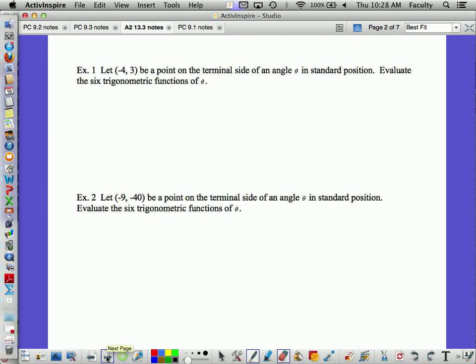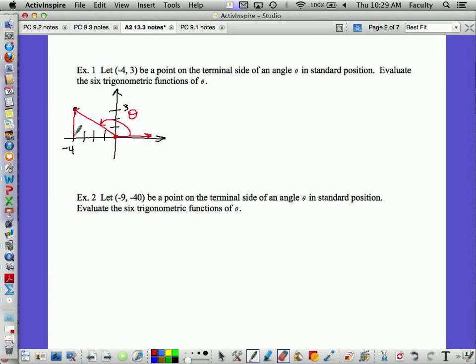It says, let (negative 4, 3) be a point on the terminal side of an angle theta. So watch what we're going to do. We're going to go to the left 4, up 3, and we're going to plot that point. And what we're saying is this is the terminal side. It stops at the terminal side of angle theta. Okay? And what we want to do is find the 6 trig functions of that theta. And even though I haven't described what a reference angle is, we're still going to use that.